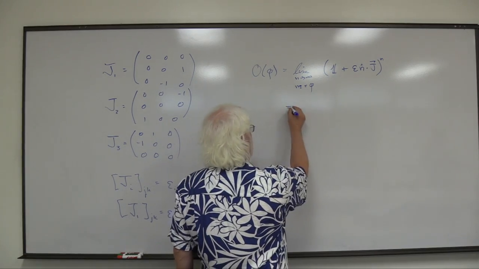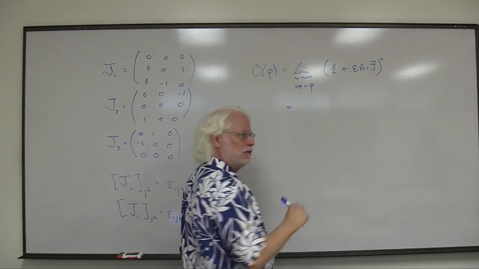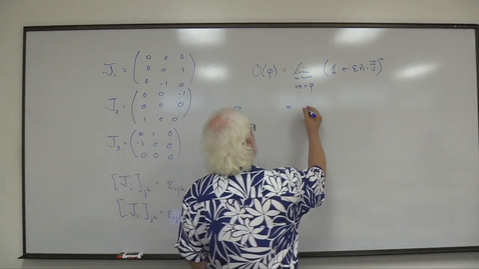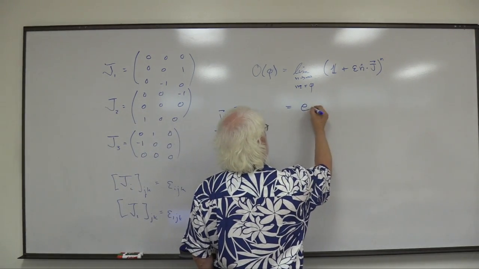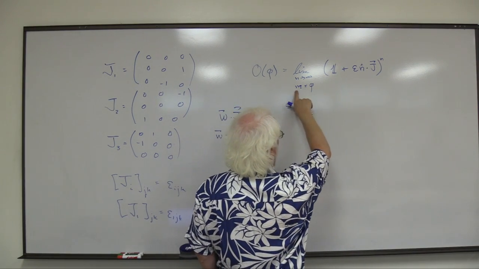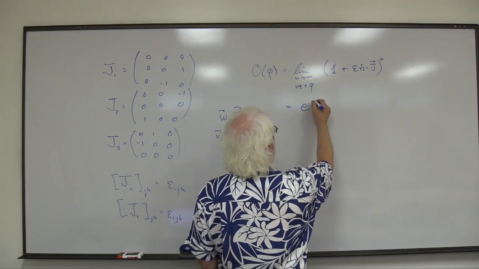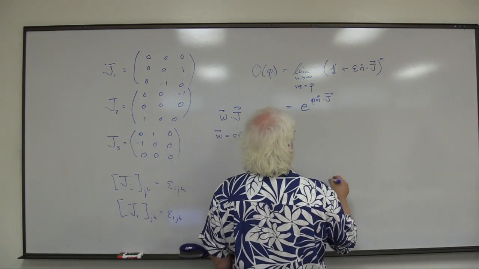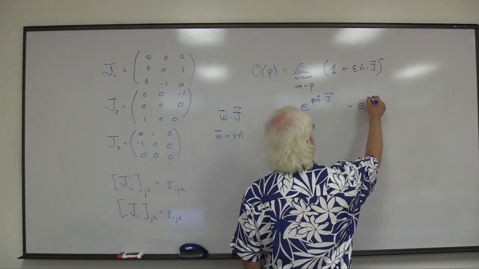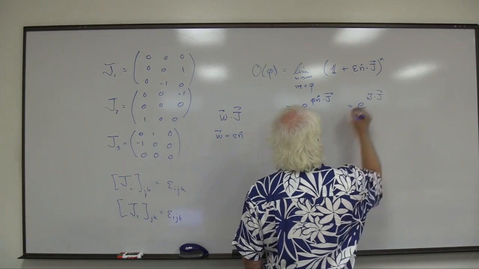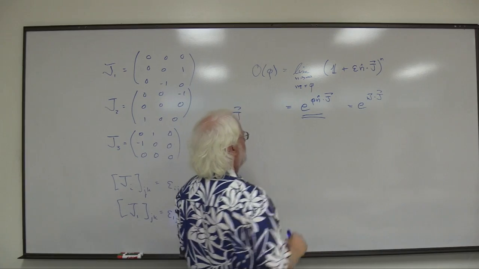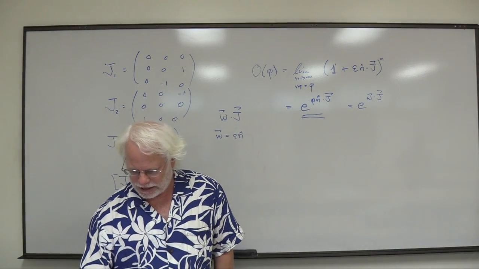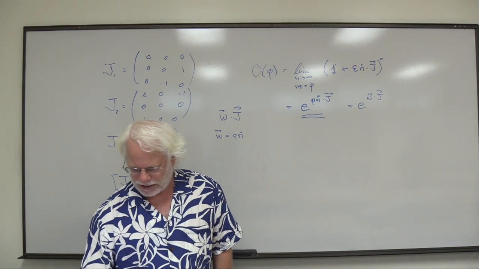Now, we showed last time that the combinatorics of this using the binomial expansion will make this into an exponential in this n epsilon, so we have phi n dot J, or we could write that as e to the W dot J. It turns out that this notation is better where we separate the magnitude and direction of the vector W.